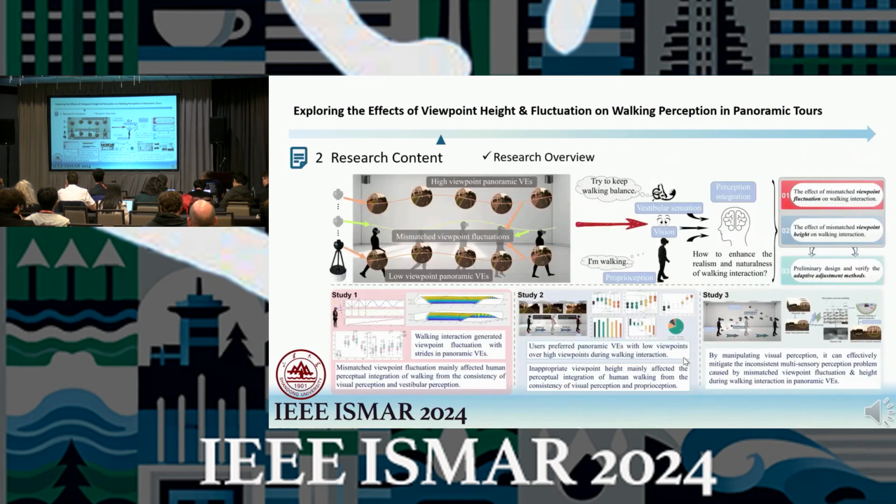Specifically, we conducted a total of 3 studies. Study 1 focuses on exploring the viewpoint fluctuation characteristics of human walking interactions and modeling them with walking behavior data. Study 2 investigates the impact of viewpoint height on user experience during panoramic real walking roaming. Based on these 2 studies, we propose 2 methods for adaptive matching of viewpoint height and fluctuation in Study 3 and validate the possibility of visual manipulation to enhance the perceived realism of walking in panoramic virtual environments.